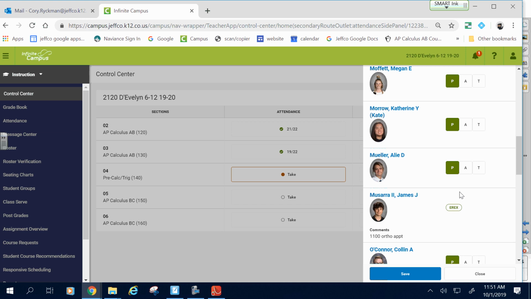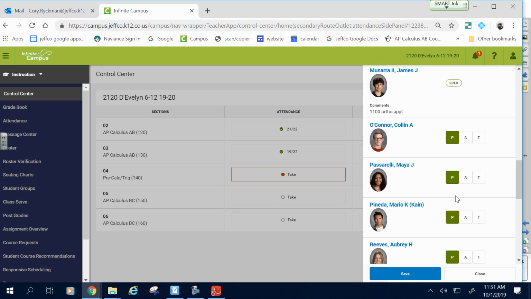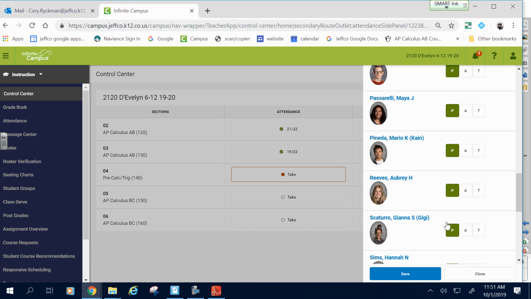Moffat, Morrow, Mueller, Massara, Reeves.